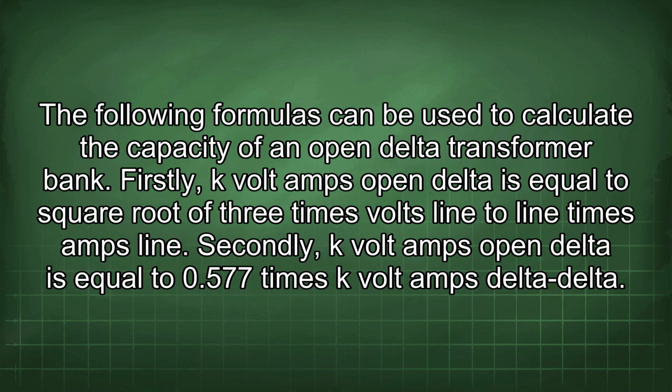Firstly, kVA open delta is equal to the square root of 3 times volts line to line times amps line. Secondly, kVA open delta is equal to 0.577 times kVA delta-delta.